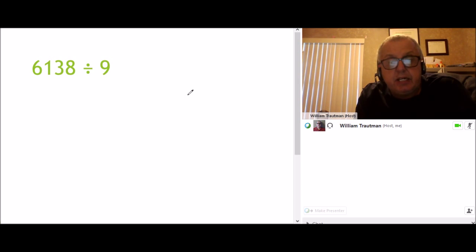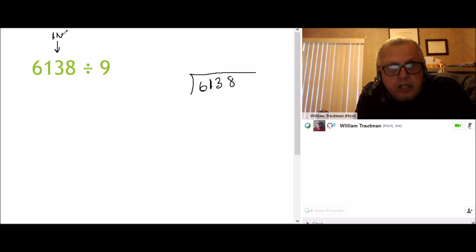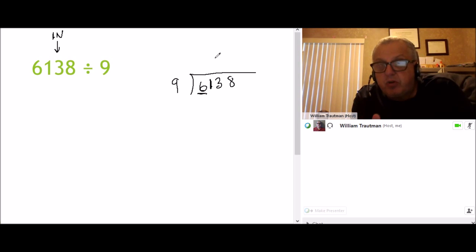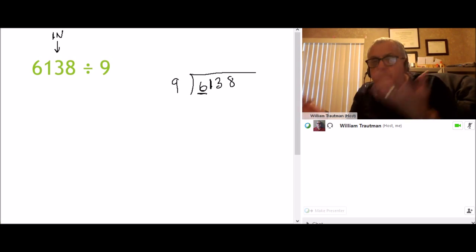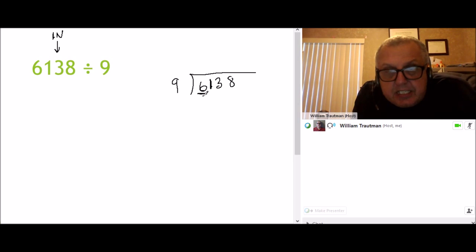6,138 divided by 9. Once again, 6,138 goes on the inside. The first number goes on the inside. The second number goes on the outside. How many times does 9 go into 6? We take the first number on the far left. 9 times 1 is 9. That's too many, so 9 doesn't go into 6. You don't have enough. So we're going to expand that.